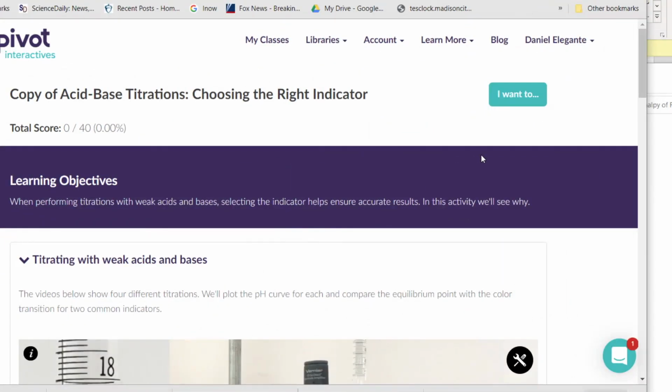All right, so your turn. Let's go out and do the acid-base titrations choosing the right indicator.